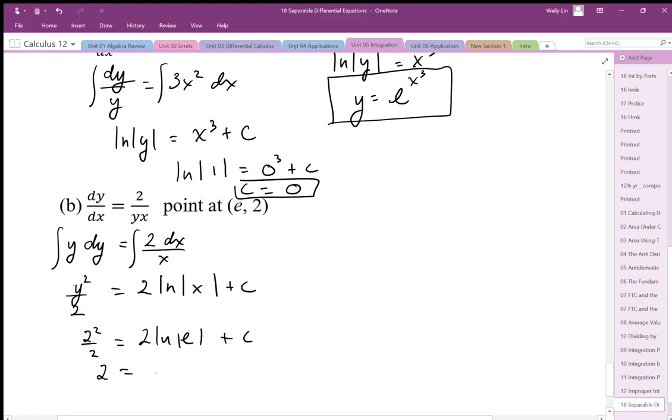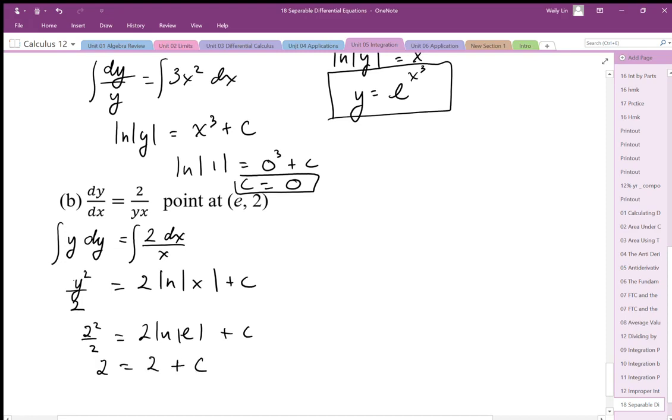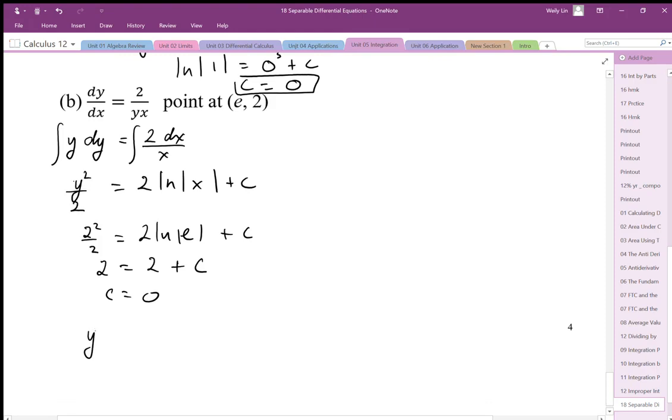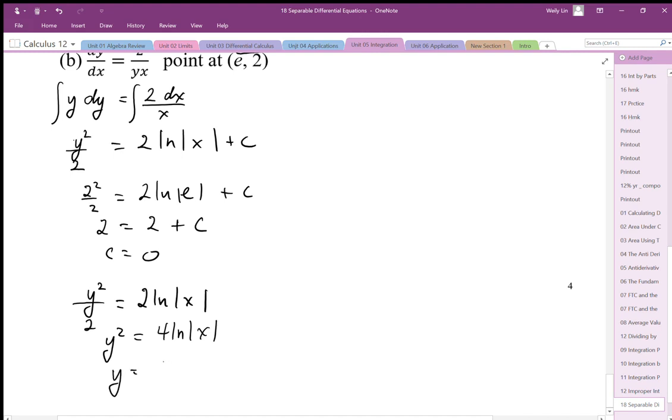Log e is 1, so we get 2 equals 2 plus c. The c works out to be 0. Okay, so c equals 0. So I end up with this specific solution that looks like this. y squared over 2 equals 2 log x plus 0. Okay, we can leave it like that, or this is easy enough to solve for y, so we're going to solve for y. So it looks like that, and I'm going to square root. So I get plus minus 2 log of x.